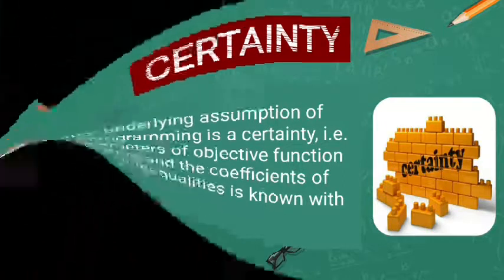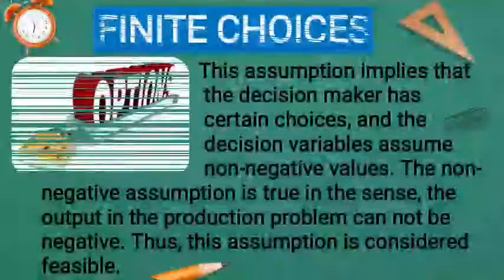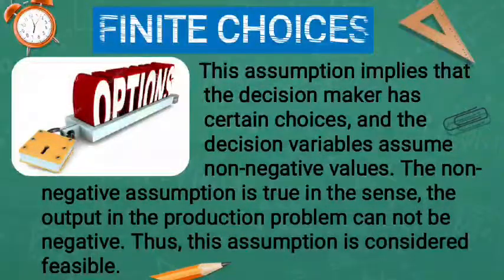The last one is infinity of choices. It is otherwise called limited options. This assumption implies that the decision maker has a certain choice and the decision variables assume non-negative values. The non-negative assumption is true in the sense that the output of a production problem cannot be negative. This is the assumption of considerable feasible solutions.